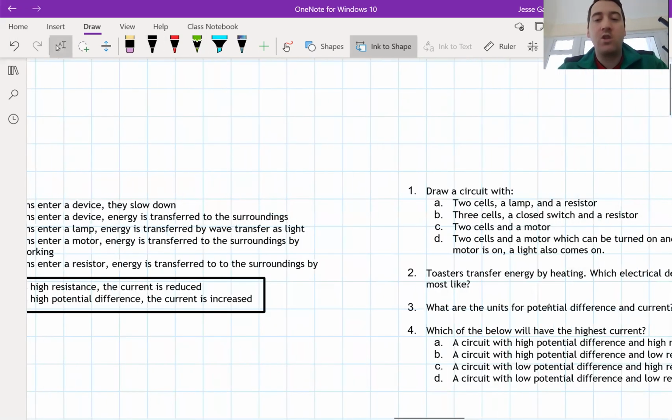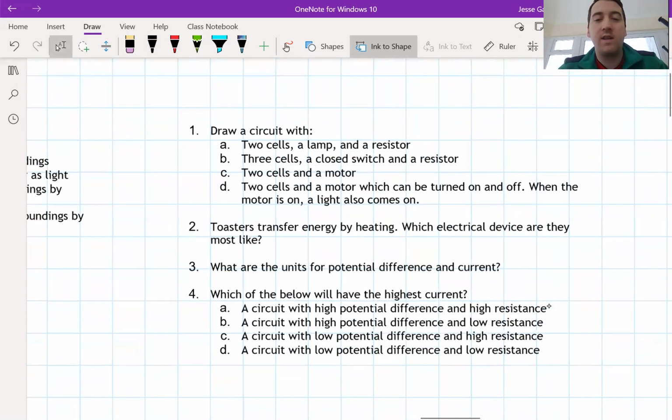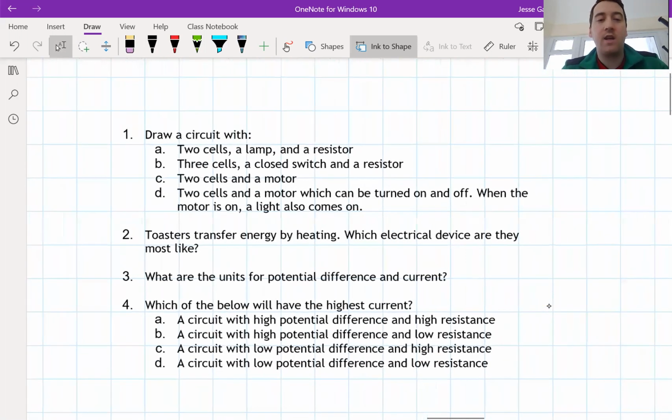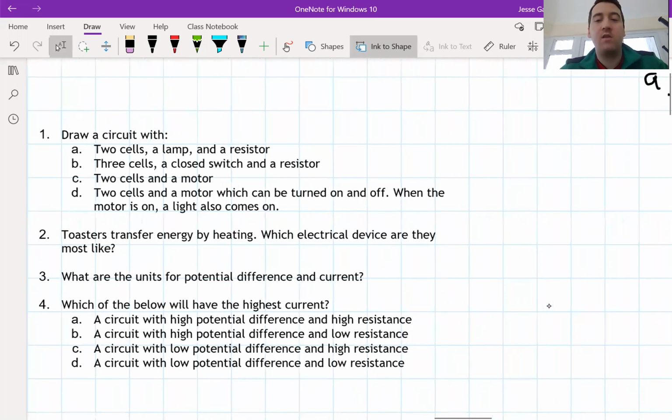Right, a couple more questions, putting all of our skills together. The first thing I want you to do is question 1. So pause the video and draw these 4 circuits for me, please. You should only be watching the video if you've done question 1. These are what you should have.